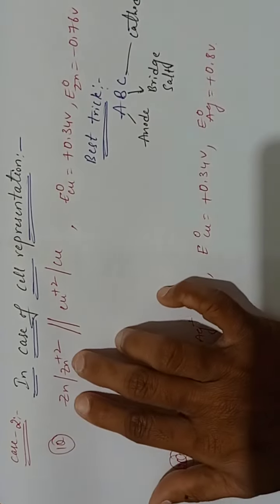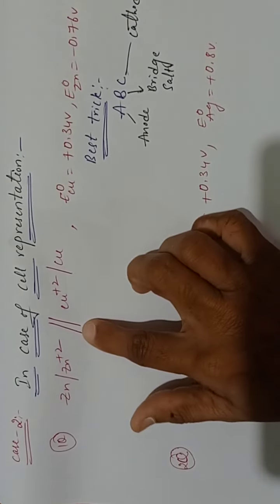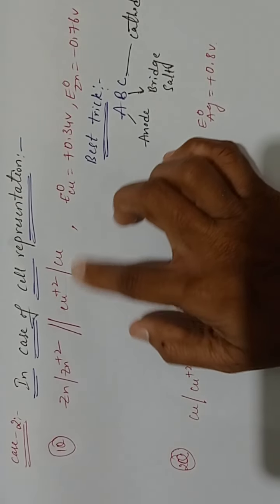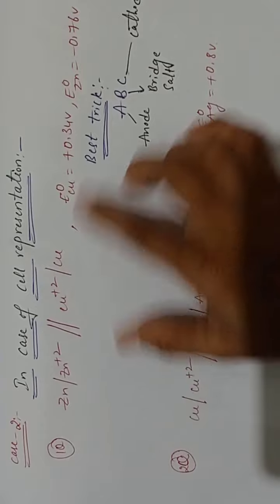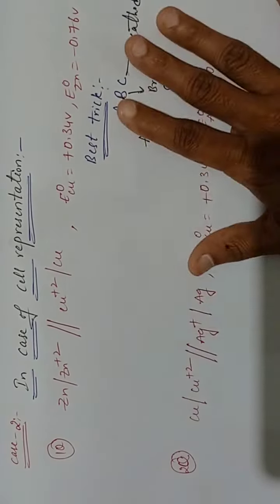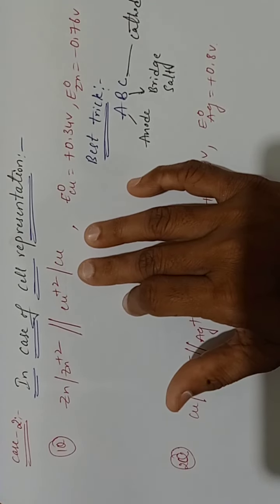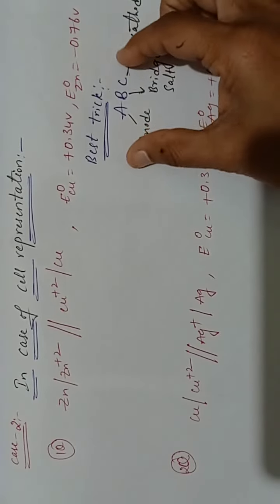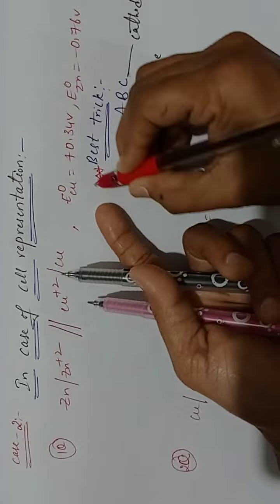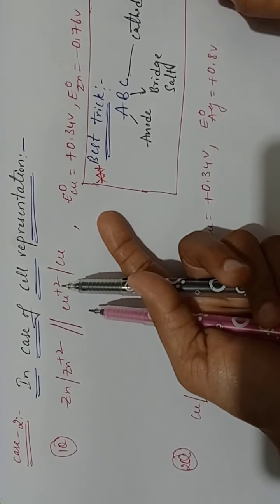Now see, students, this is A, anode. This is the salt bridge, and C indicates cathode. Here, which is the anode? Zinc is the anode. Copper is acting as the cathode. Are you clear? That means what is the best trick you have to remember?